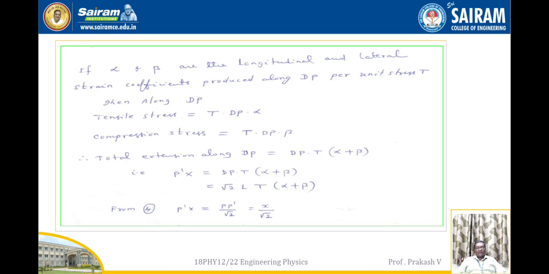If alpha and beta are the longitudinal and lateral strain coefficients produced along DP per unit stress T, then along DP, the tensile stress will be equal to T into DP into alpha. Therefore, the compression is equal to T into DP into beta. Therefore, the total extension along DP is equal to DP into T into alpha plus beta. So finally, P dash X is equal to root 2 L T into alpha plus beta. Similarly, from equation number 4, P dash X is equal to X by root 2, that we can write.